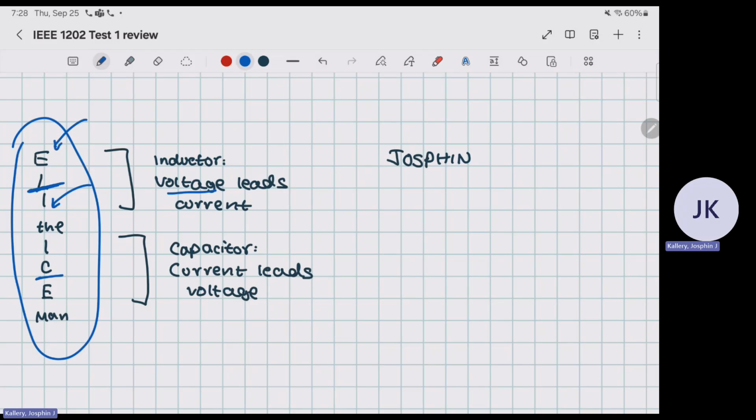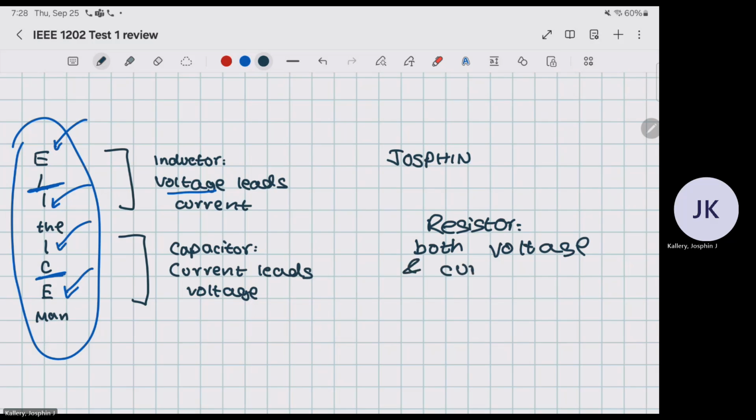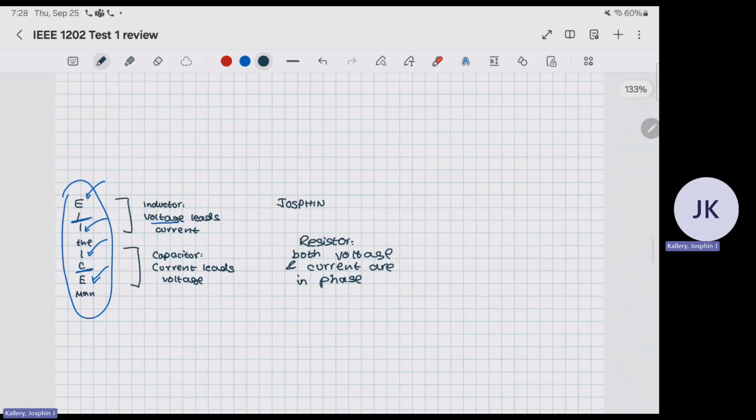And for a capacitor, your current leads the voltage. And when it's just a resistor, both voltage and current are in phase with each other. So just remember this. It shouldn't be too big of a problem, just more like multiple choice questions over this. ELI the ICE man. Just remember how that works.